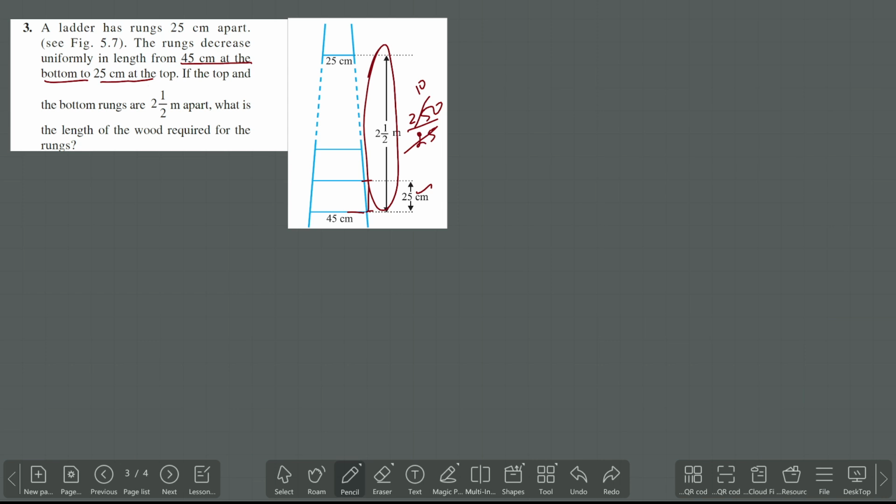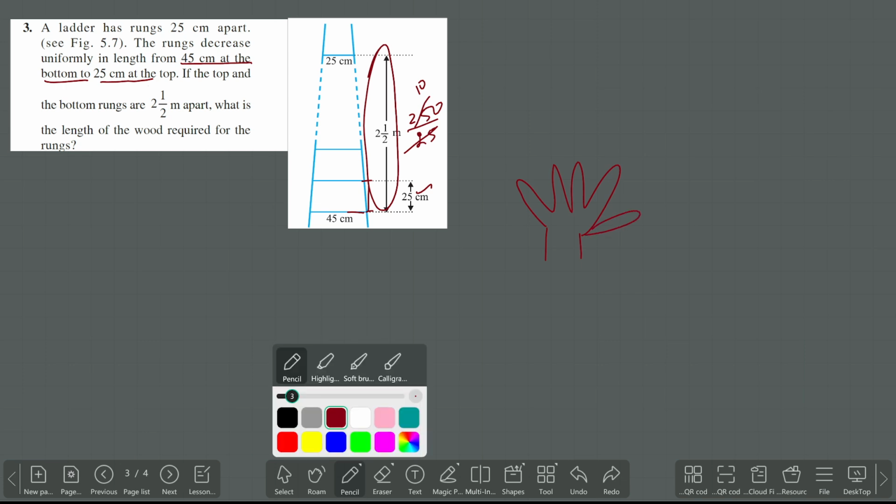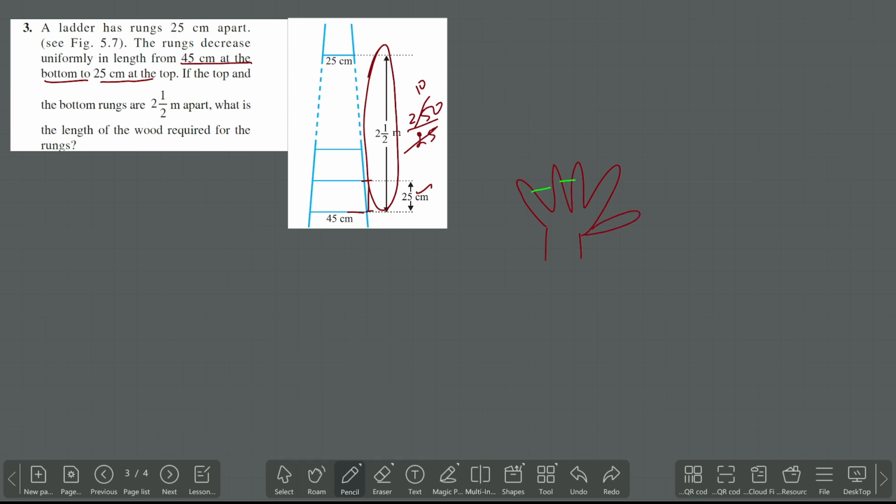I will prove it. I have here, what is that? 5. I have here, what actually? 5 fingers. Let me draw my hand. Like this, if you have 1, 2, 3, 4, 1 more, 5. I have 5 fingers. How many gaps do I have here? But I have how many fingers?